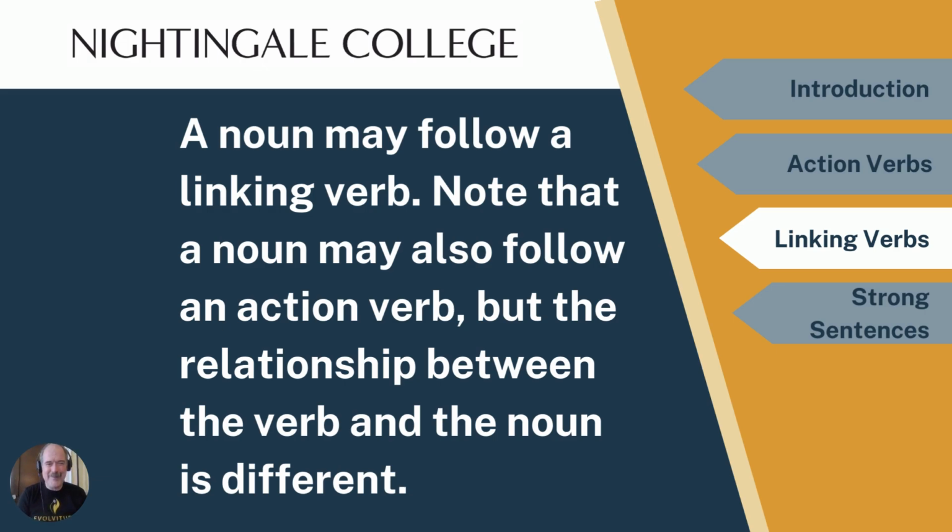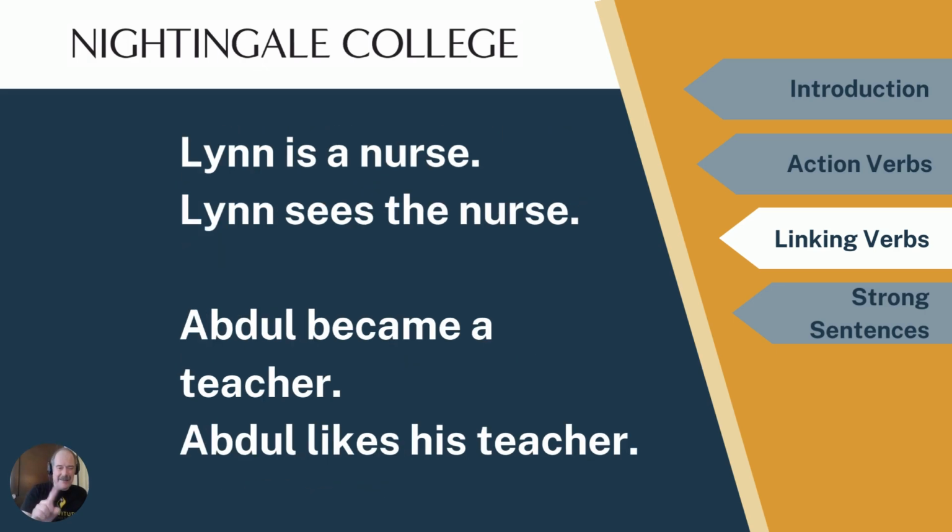Okay. A noun may also follow a linking verb. Remember, a noun can also follow an action verb. So we have to look carefully at that relationship between the noun and the verb. It's like what we saw with the adjectives. The adjectives were describing the subject and not the verb. Let's see some examples here.